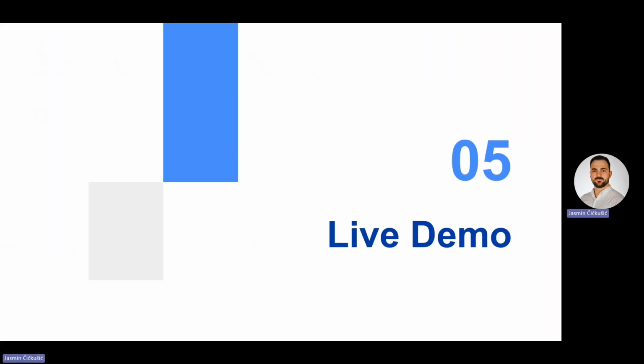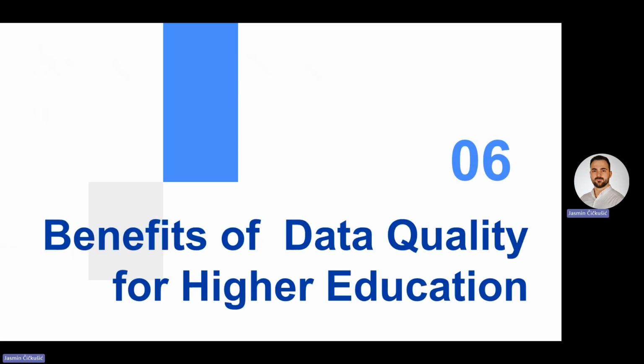presentation. Let's just see. We are left with benefits of data quality in higher education. So we have seen the data quality app. Make informed decisions: accurate and reliable data allows you to make well-informed decisions about everything from resource allocation, program development to student support services and strategic planning.